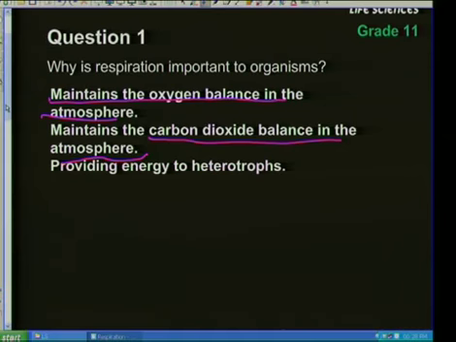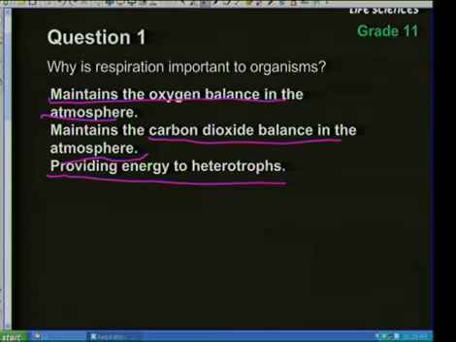More importantly, and this was our first answer, why do we respire? Remember, this question goes a little further. That question said, why do we respire? This one says, why is it important to organisms? So you need to go further. Okay? And the last one is what we spoke about. It must provide energy to heterotrophs.